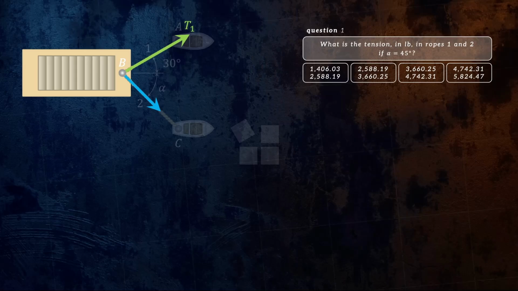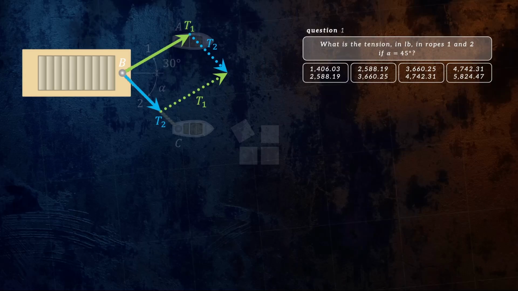Since we have two forces, and the information for the resultant of these forces is given in our situation, we can apply the parallelogram law. That is, we can copy T1 and attach it to the tip of T2, and similarly, we can copy T2 and attach it to the tip of T1. And now, we have formed a parallelogram.